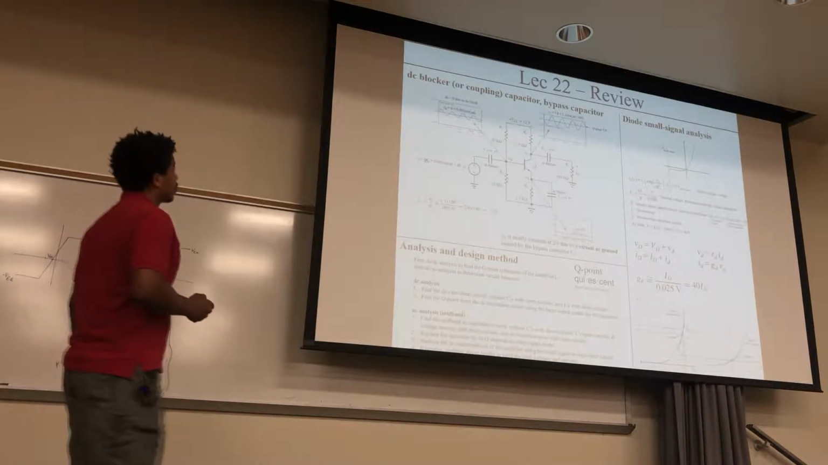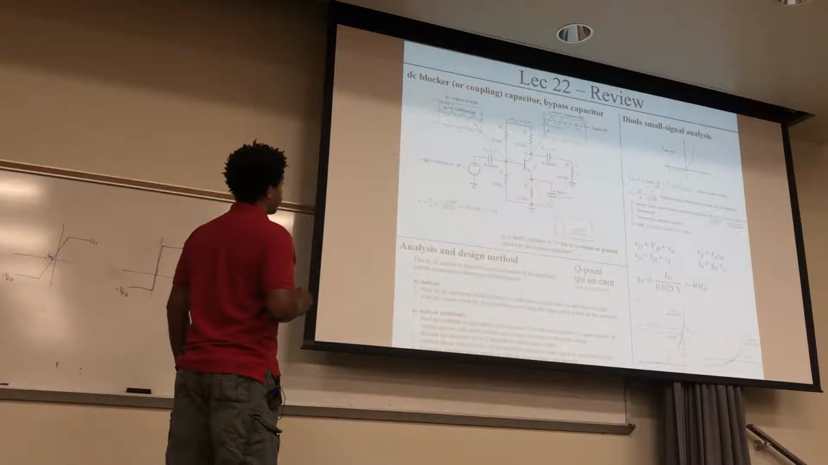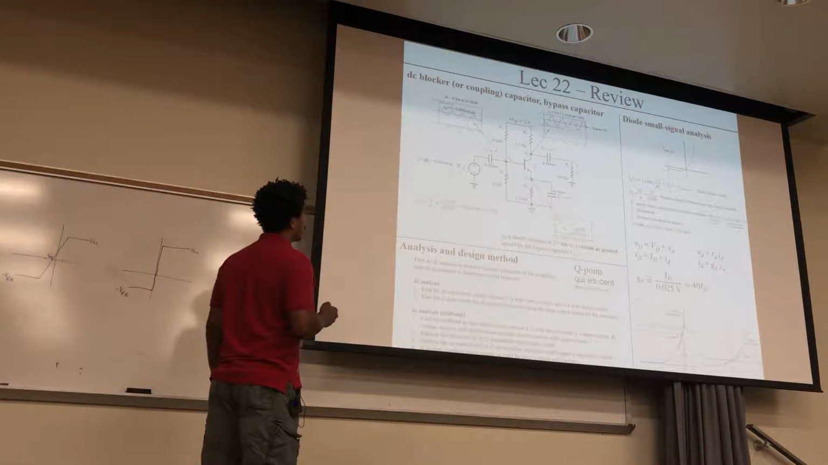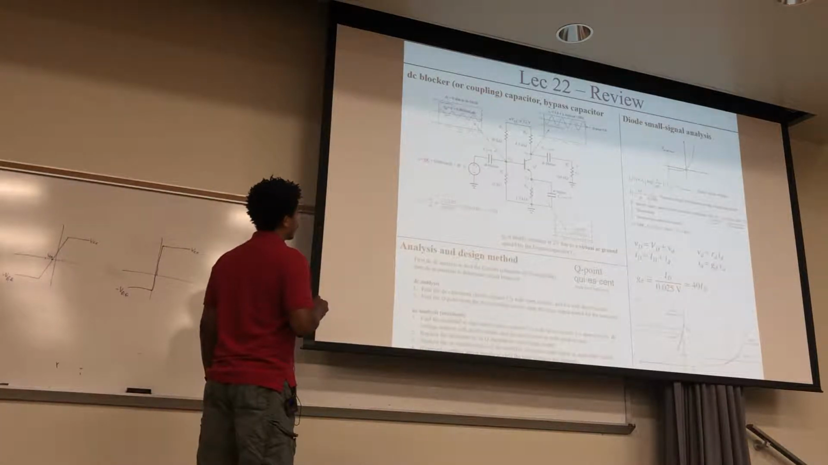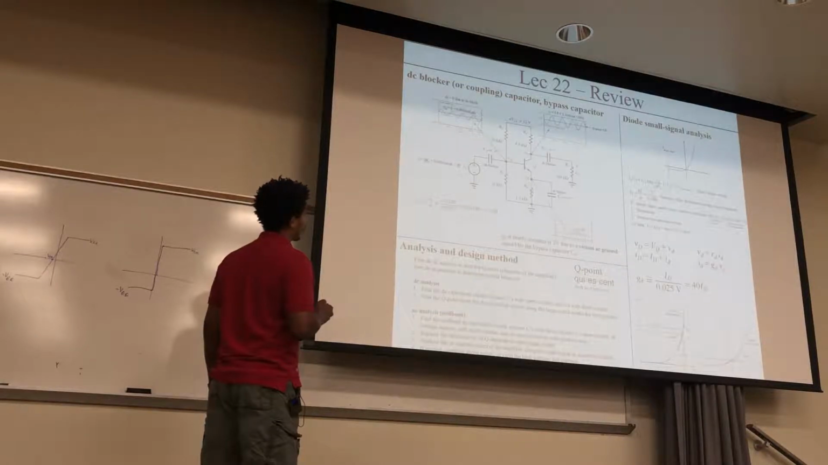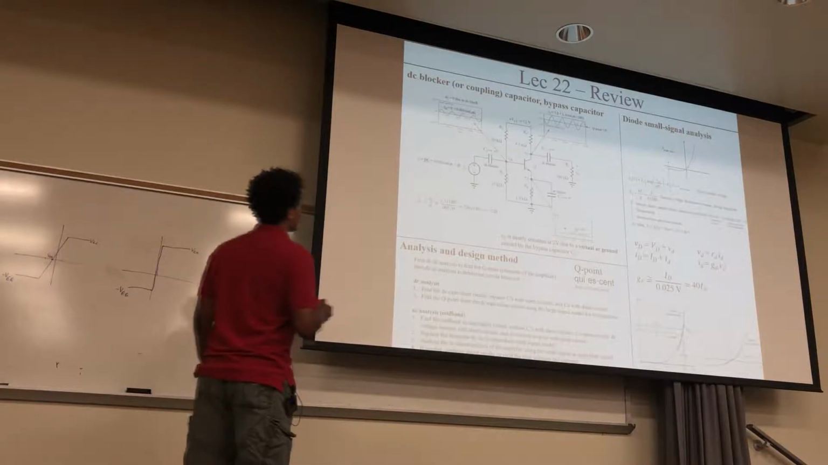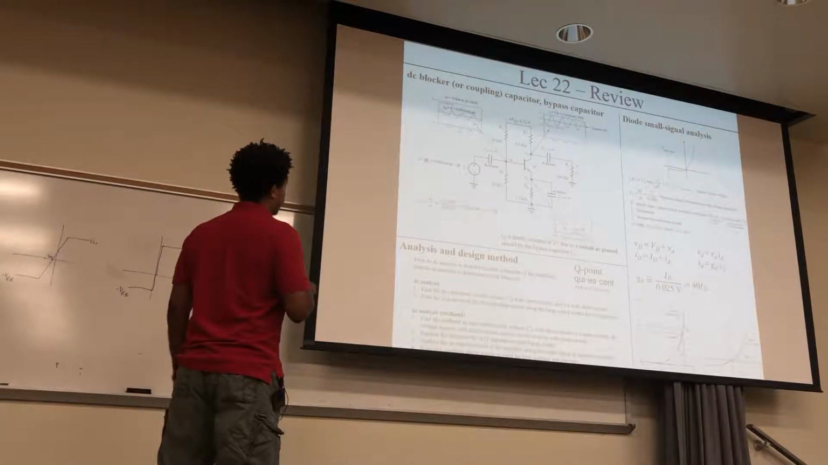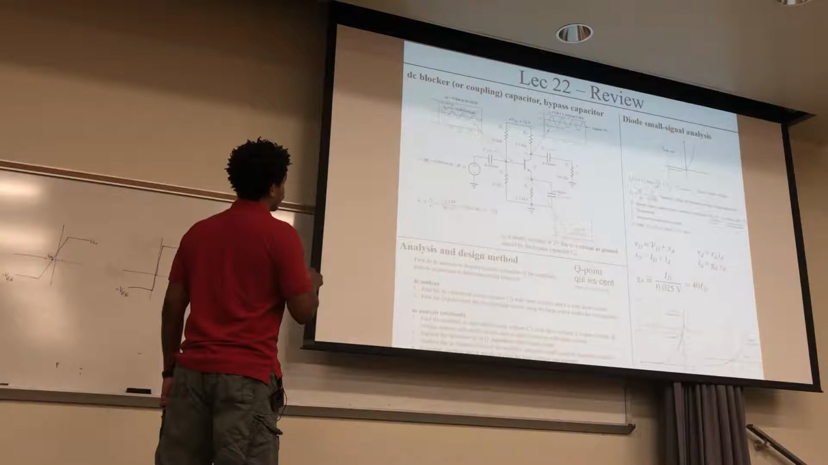Okay, so in lecture 22, we looked at the DC blocker. We found out that for some voltage input, you're going to have some DC and some small signal variation around that DC. In this case, it's sinusoidal. The DC blocker is applied here, and what that does is block the DC component. So even though you do have a DC offset, the voltage that you get right here is centered around 0.